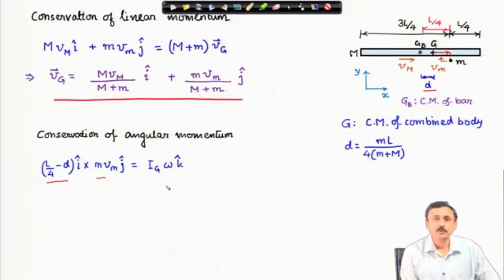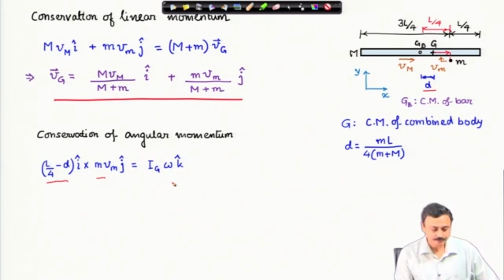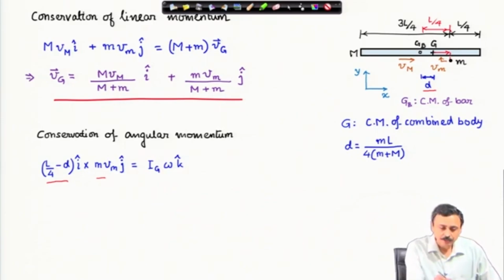and that must be equal to the moment of inertia about the center of mass of the whole system, because now the particle has embedded in the bar. I have to calculate the moment of inertia of the whole system about G, and that times the angular velocity of the whole system after the collision. Let us look at this calculation then.